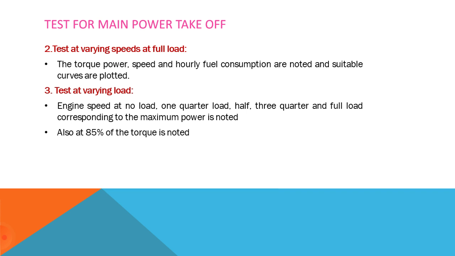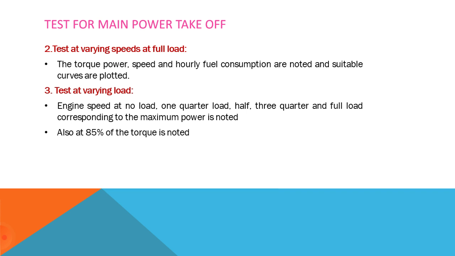Next is the engine test or PTO test at varying load. First we run the engine at no load condition. Then we run the engine at 1/3 of the load, then the half load condition, then the 3/4 load condition, and then at full load condition. We also run the engine at a load corresponding to 85% of the torque.